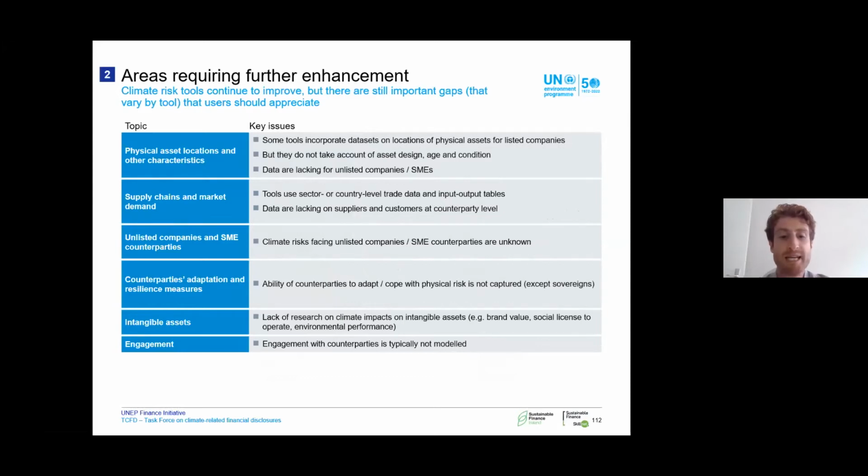What I would say is, in terms of areas of progression, we've seen, as I said, a lot of advancement in the data used. We've seen a lot of new providers enter the space. Integration between physical and transition risk is a big advance. On the transition side, increasing use of net zero scenarios and or 1.5 degree scenarios has been important. On the physical side, the use of multi-hazard models has been a big trend.